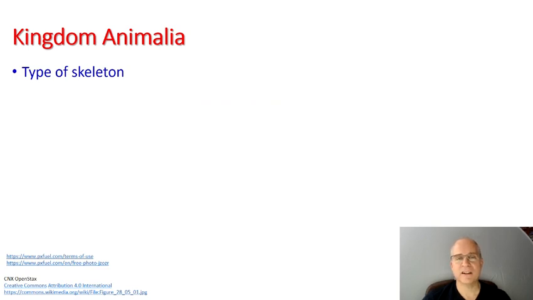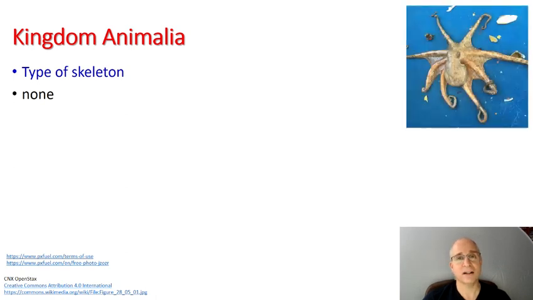Types of skeleton. Well, there are a number of different types of skeleton in the animals. So some animals don't have a skeleton at all. And a classic example of this would be the octopus. Now, this isn't to say that the octopus can't move and can't protect itself. It certainly has muscles and other structures for that, but it's not going to have a skeleton that's going to provide support.